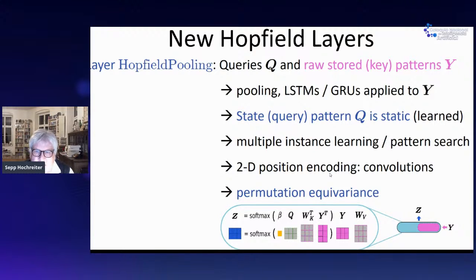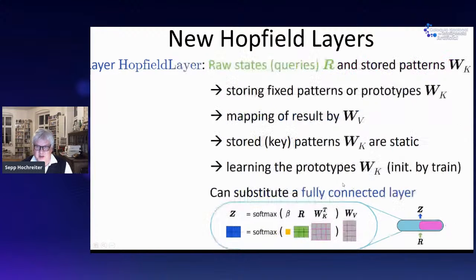If we store a time series, important, the queries have to be fixed. We always look for the same thing, or they are learned, but they don't depend on the input. But even what we can learn is if the stored patterns have a 2D position encoding, we even can implement convolutions as known from convolutional neural networks. Also, this can be realized here, if these patterns are tagged with their position in the input. And all this processing is permutation equivariant.